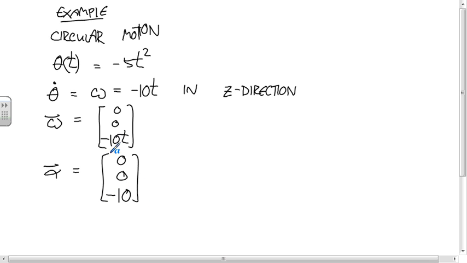And again, we see this pattern that we're always going to see in circular motion. The angular velocity and the angular acceleration are parallel to each other. And in this case, we see that they're in the same direction. They're both in the negative z direction. So we know that this circular motion is speeding up.